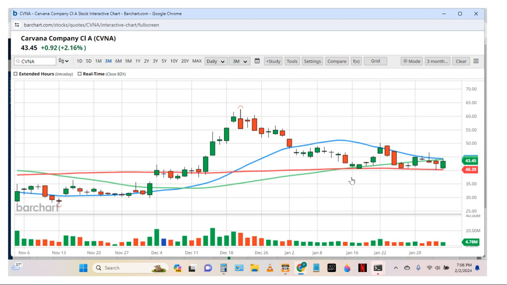Seems to respect this 100-day moving average. There was support back here in this consolidation. Support, support, and possibly more support. So we'll see if Carvana moves up out of that $40.30 area in the next weeks.